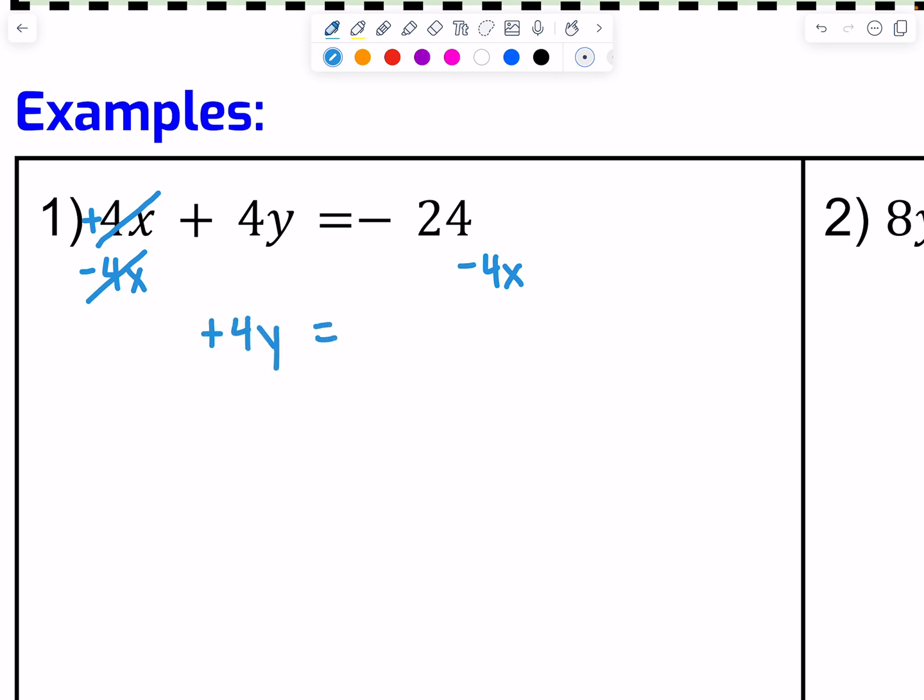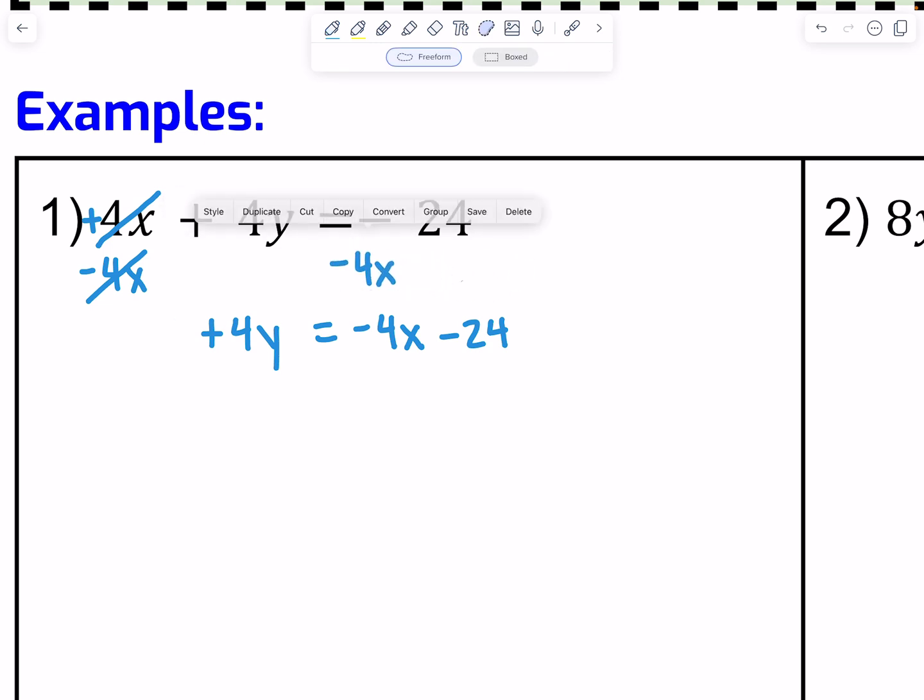and then we normally like to write the x term before the constant, because that's just how we normally see it in slope-intercept form. So negative 4x minus 24 would be a good order to write that. So let me just scoot that over here. Okay, then we need to divide by the number in front of y. So the number in front of y is just this positive 4. So let's just divide everything by positive 4.